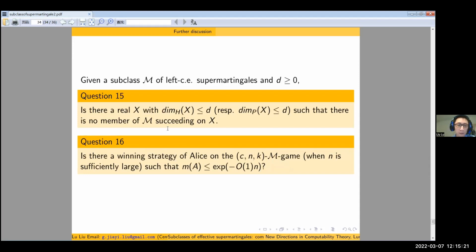So we have left some open questions, concerning whether there is some general method to show that, given a subclass M of left C supermartingales and a real D, there is a real X such that the Hausdorff dimension of X is smaller than D, and there is no member of M succeeding on X.